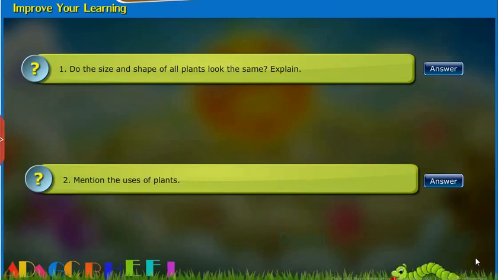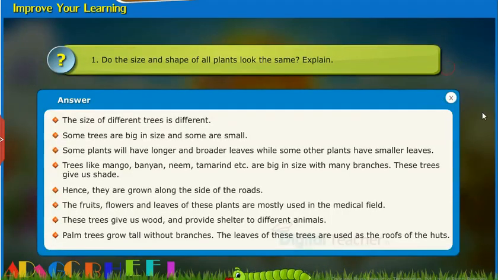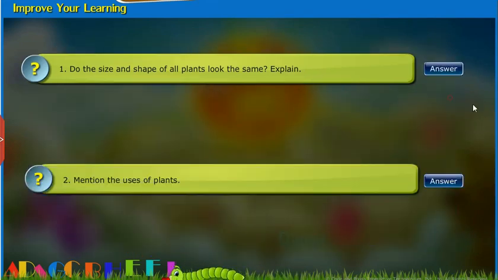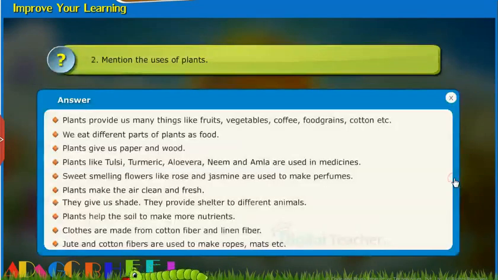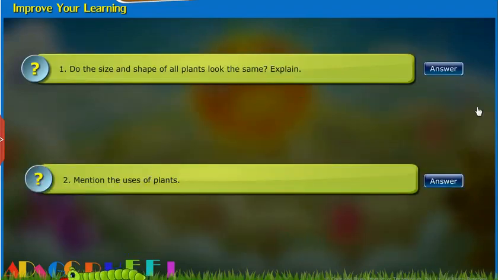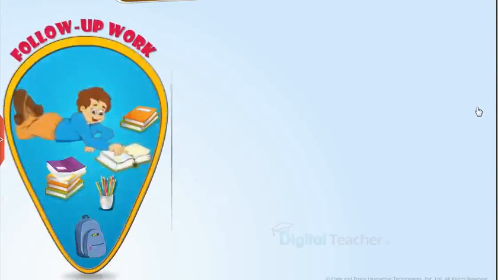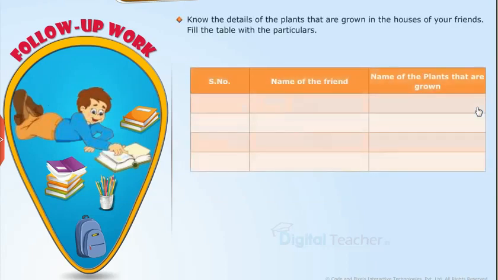Improve your learning. Read the questions and attempt the answers on your own. You can click answer for your reference. Follow-up work. Take up the following activities. Note the details of the plants that are grown in the houses of your friends. Fill the table with the particulars.